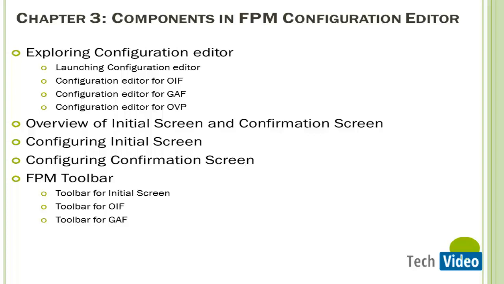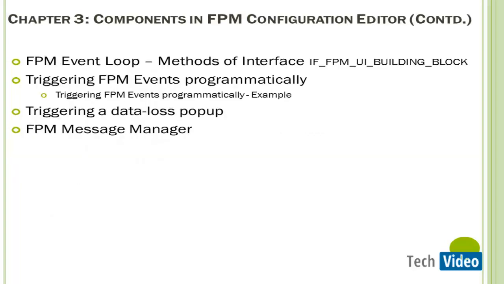In the later part of chapter 3, I'll be talking about the FPM toolbar. So here I'll be telling you what are all different things that are available as part of FPM toolbar and what kind of toolbar elements that are available for initial screen, OIF floor plan, and GAF floor plan. Followed by that, I'll be talking about the FPM event loop.